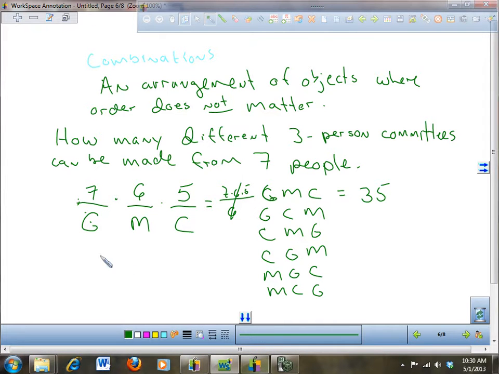Now the other way you could think about that is 7 factorial divided by 3 factorial. What we did before for 7 factorial, 3 places to put them.